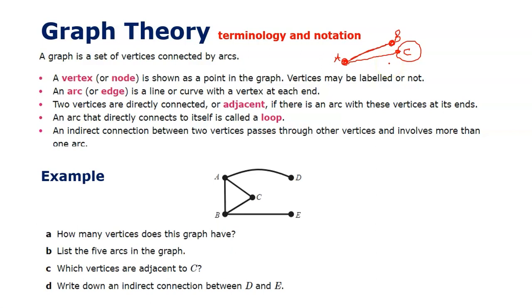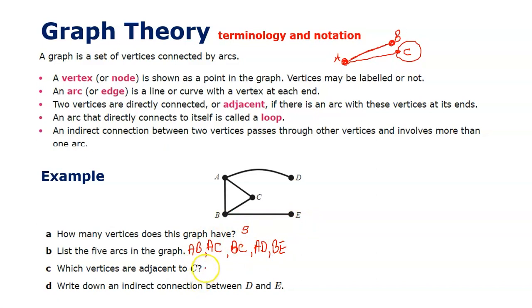So let's have a look at this question here. How many vertices does this graph have? Well, straight away, there's 5 vertices. List the 5 arcs in the graph. Well, you've got AB. I can see you've got AC. You've got BC. But you've also got AD. And you've also got BE. That's easy enough, isn't it? So just 2 letters will do the job for us.